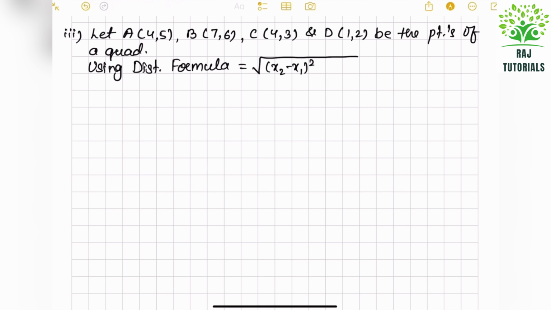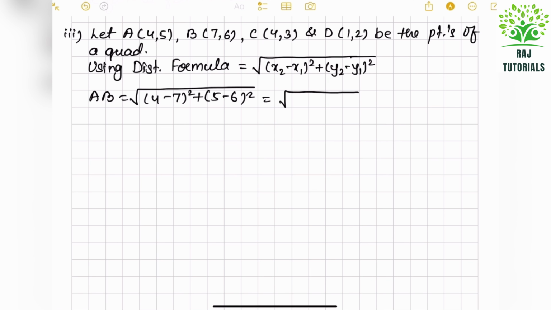that is square root of (x2 minus x1) whole square plus (y2 minus y1) whole square. So, AB will be square root of (4 minus 7) whole square plus (5 minus 6) whole square. So, that will be equal to (minus 3) whole square plus (minus 1) whole square. So 9 plus 1. So that is coming as root 10.